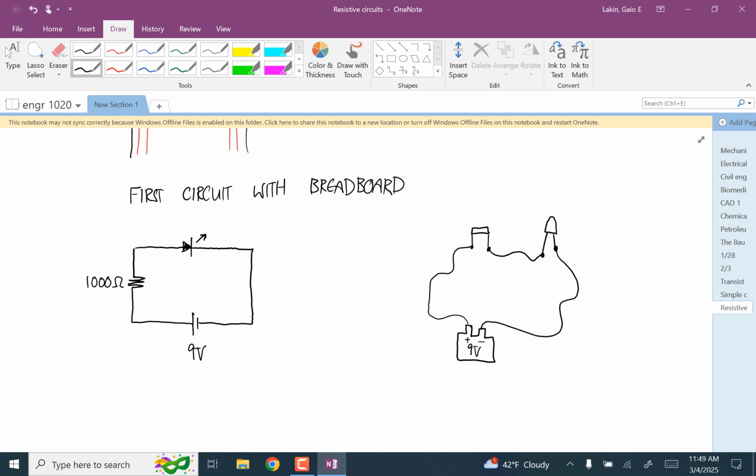But are all these pins connected this way? Those five, and then these five are connected, and these five are connected. Okay, and then these are connected all the way down. Okay. Makes sense.